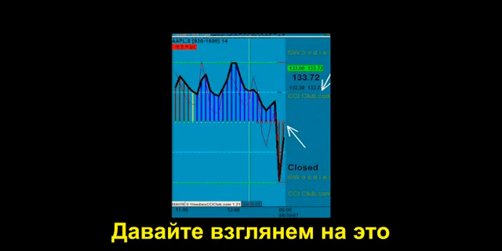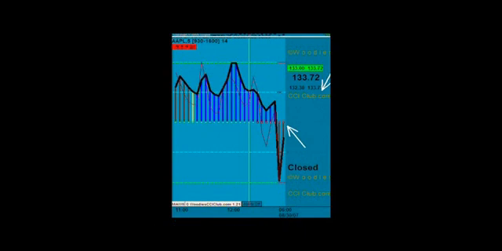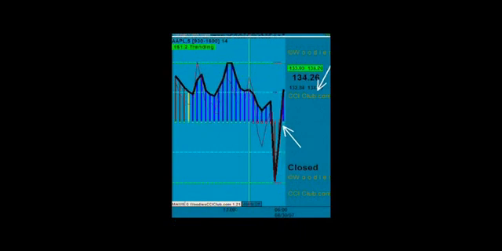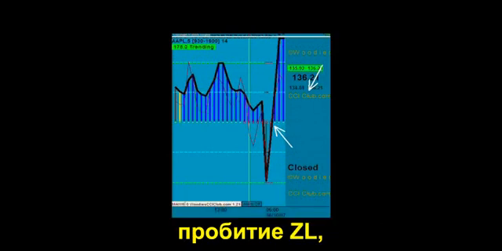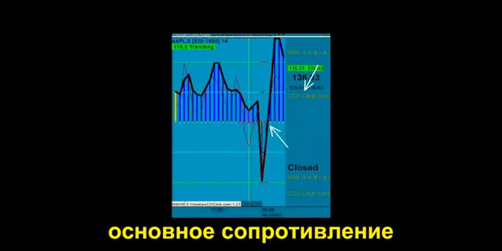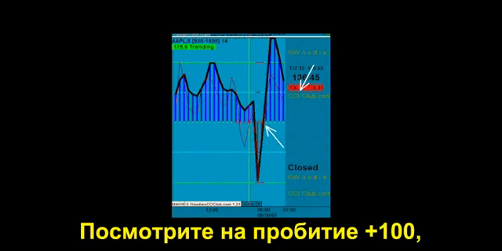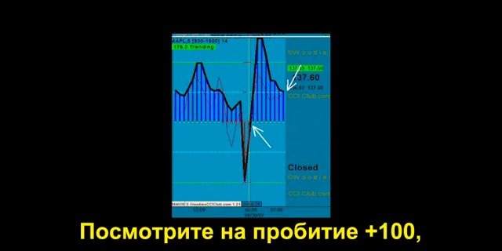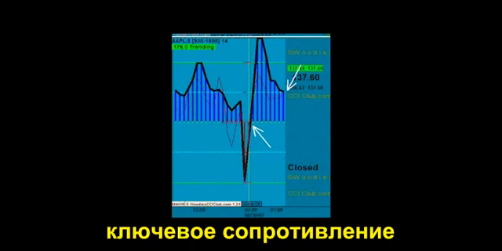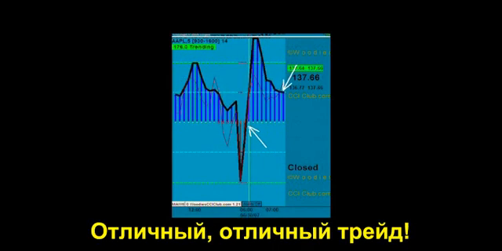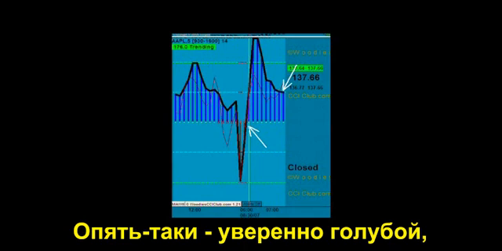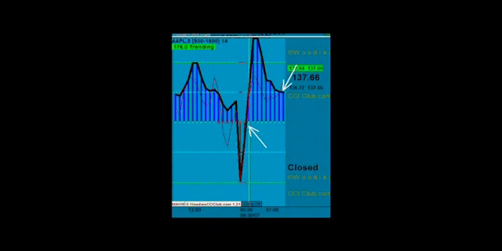Now let's take a look at it. Beautiful angle breaking. Look at the angles there, people. Breaking the 0 line, major resistance. Look at it breaking the plus 100, major resistance. Minor resistance there at the 100. For a nice trade. Again, solid blue, nice green colors for trend strength.